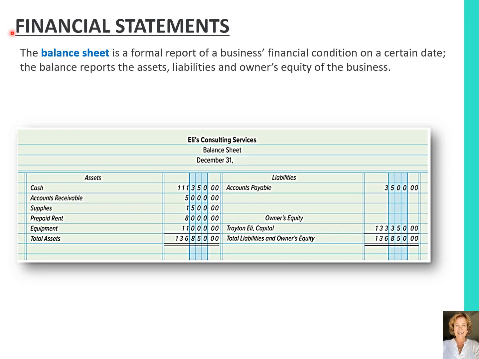Now we're ready to complete our financial statements with the preparation of the balance sheet. The balance sheet is a formal report of a business's financial condition as of a certain date. The balance sheet reports the assets, the liabilities, and owner's equity of the business. In short, things the business owns, monies the business owes to vendors and to the owners of the business. This is a relatively simple set of financials. The financial statements of very large companies have much larger dollar amounts, but they follow the same concepts.